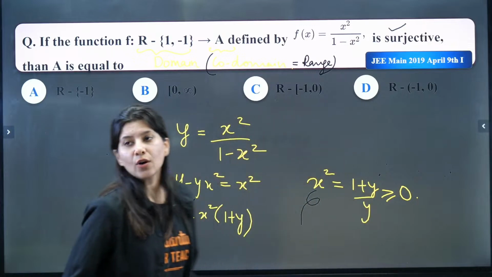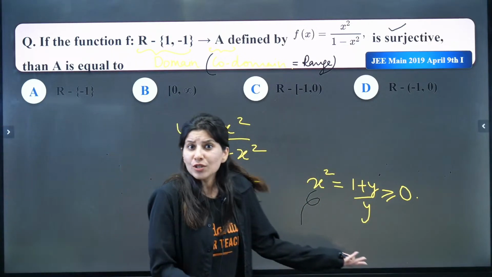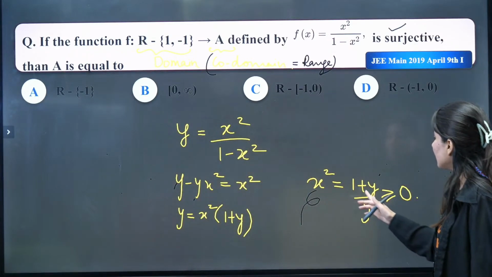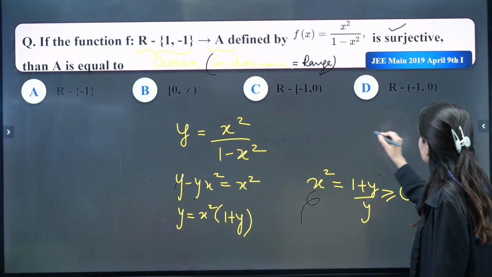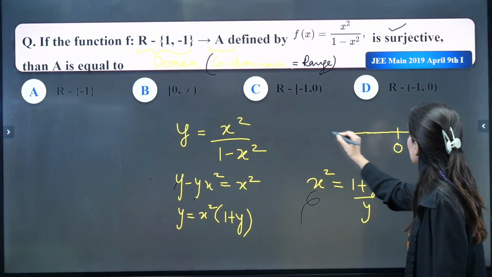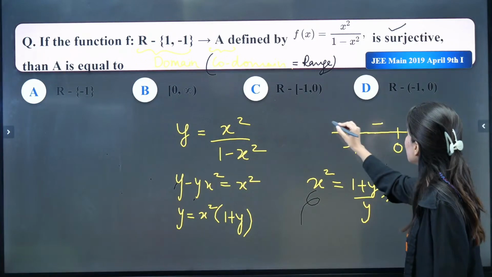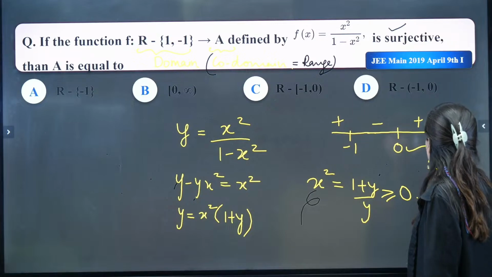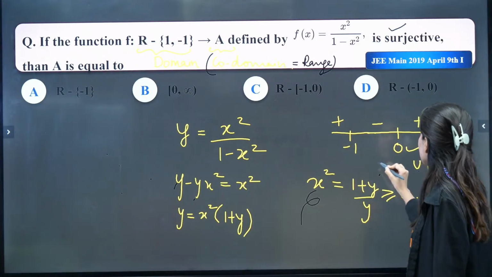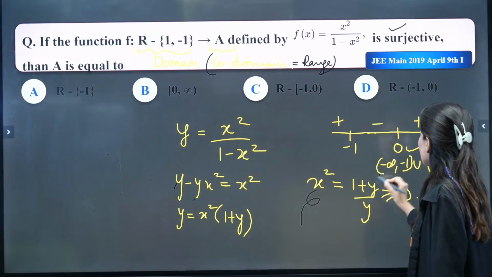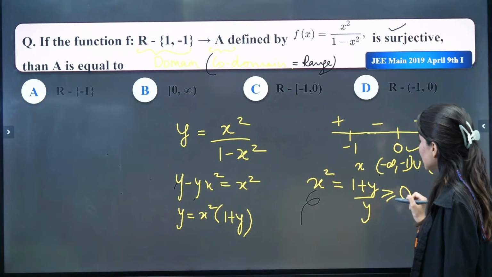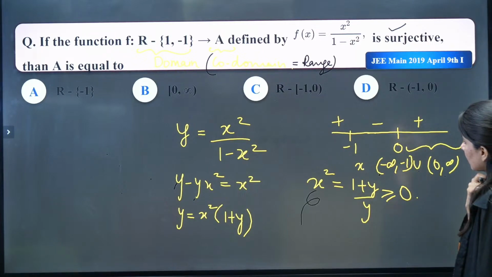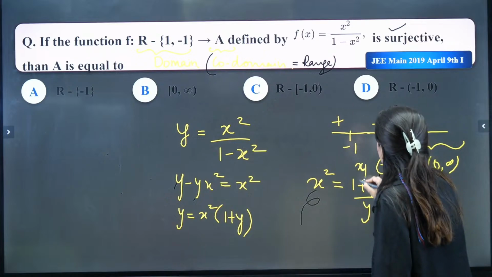Okay, so it is greater than or equal to 0 clearly. Now you just have to apply the method of intervals. Clearly 0 should be here, minus 1 should also be here, plus minus plus. So you are going to get 0 to infinity, and union, minus infinity to minus 1. So this is your x square, and this is the value of y you are going to get.